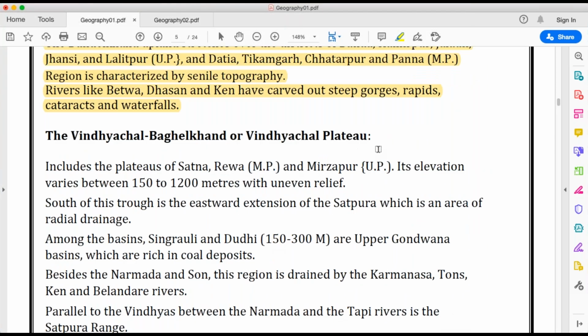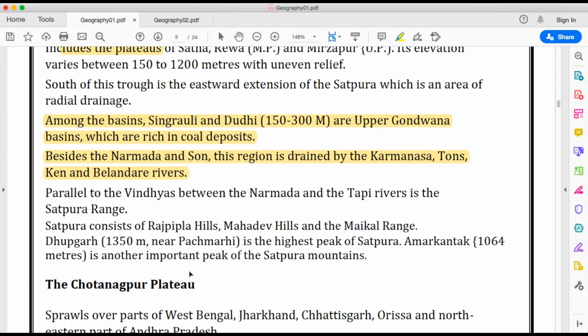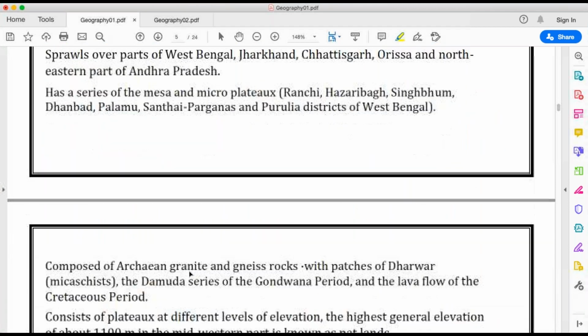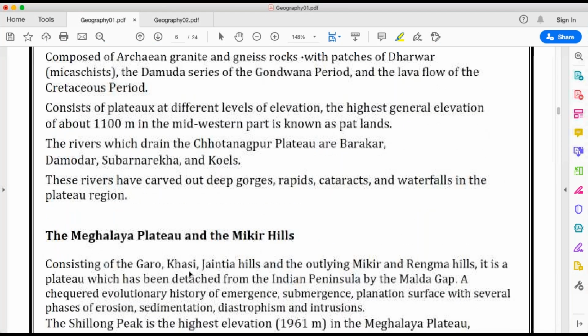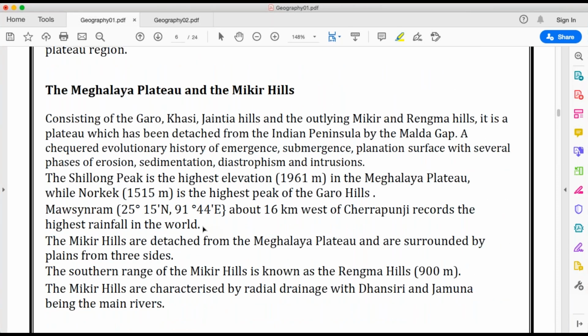Similarly, when I talk about Vindhyanchal, you just need to remember what the included areas are, what the rivers are, and what kind of deposits, coal deposits, etc., are in this particular region. Chota Nagpur Plateau, not very important. You can skip it for a later time. Meghalaya Plateau, the Meghalaya Hills, you just need to remember the names of the peaks and the highest peak, that's it. You don't need to remember these longitude values. You can skip it. You don't need to remember these latitude longitude values.